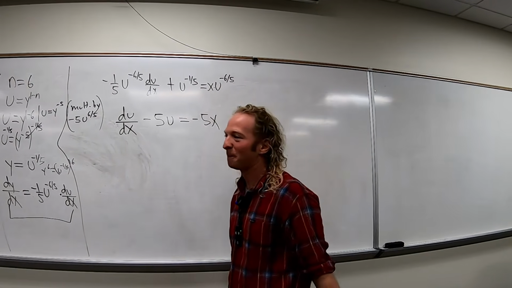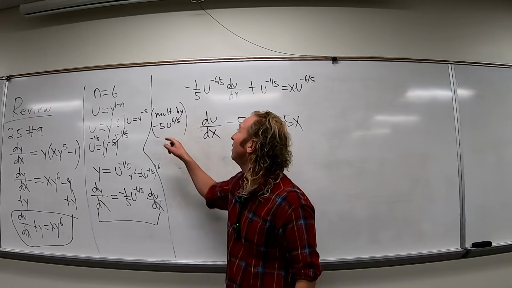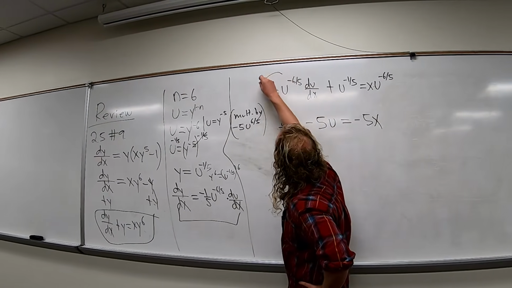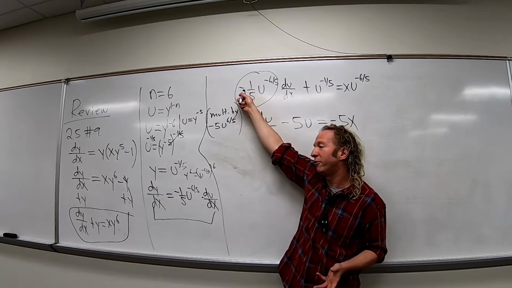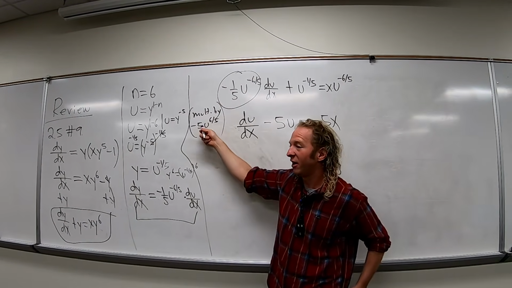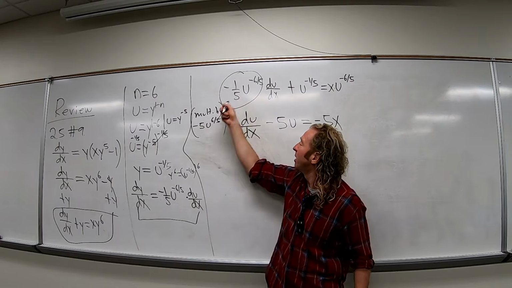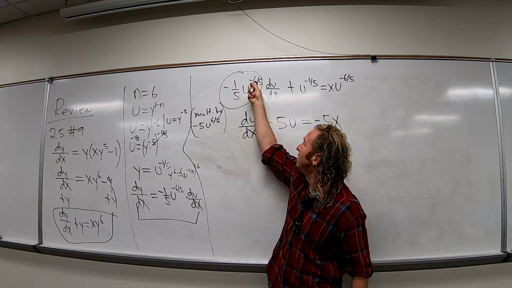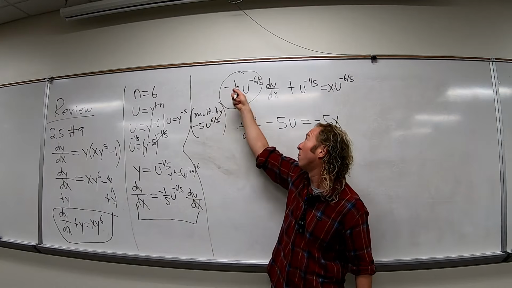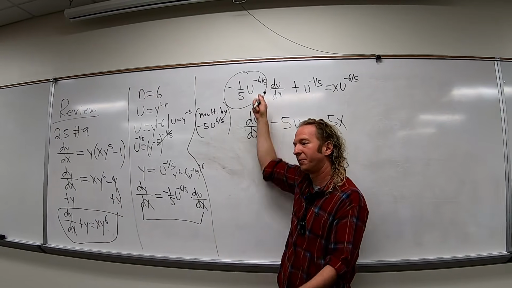Can you re-explain why you multiply by negative 5 u to 6/5? Yes, so it's based on this. Very good question. The goal is to make this a 1. To get rid of the negative 1/5, we're using negative 5. And then to get rid of this, we have to multiply by u to a power so that when we multiply and add, we get 0. So 6/5 plus negative 6/5 is 0.